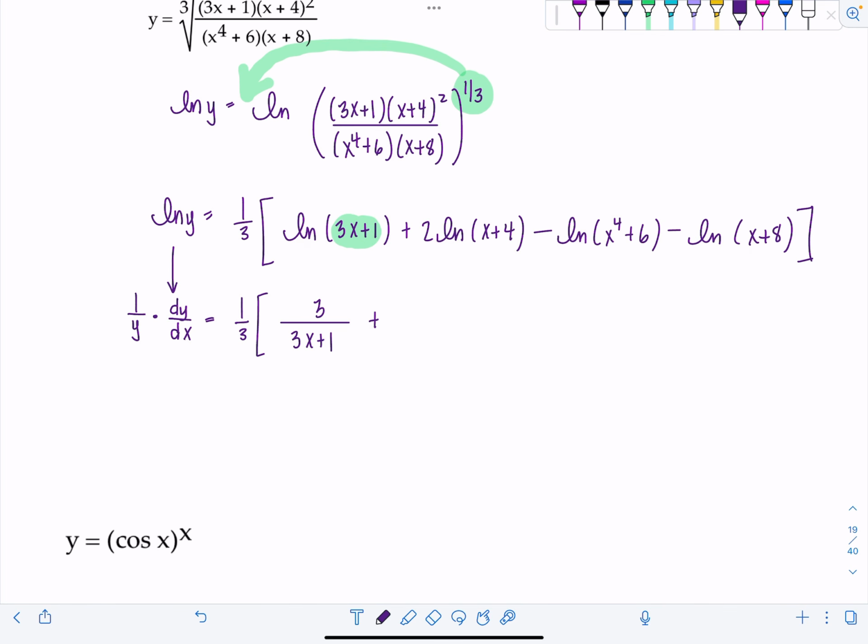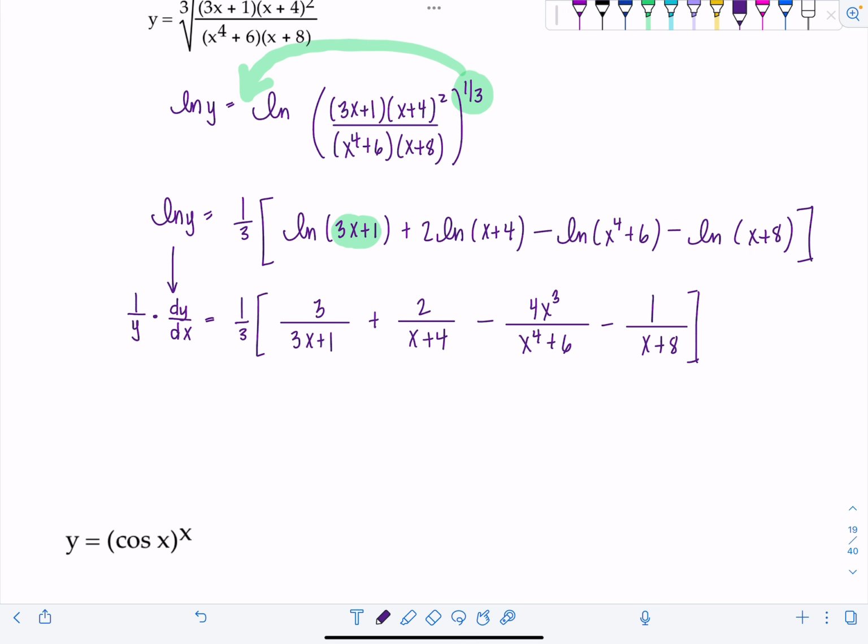Plus, and then I'm going to have 2 over x plus 4. Derivative of x plus 4 is just 1. Minus derivative of ln of x to the 4th plus 6. You're going to put x to the 4th plus 6 in the bottom. Derivative of x to the 4th plus 6 is just 4x cubed. And then the last term, derivative of that is minus 1 over x plus 8. Okay?